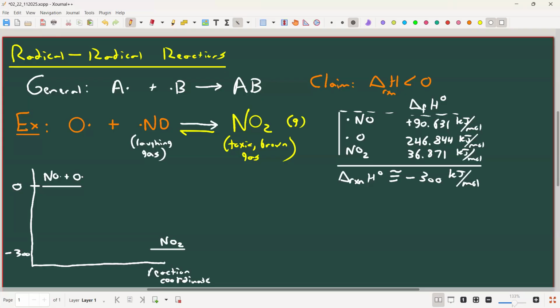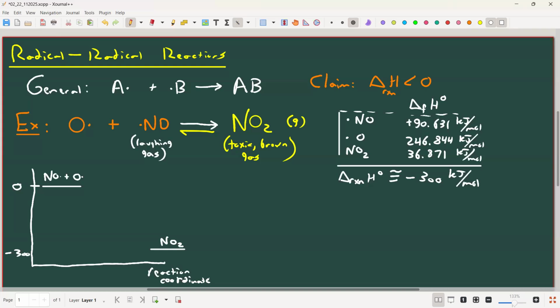And we'll see that experiment shows that this is correct. But my claim is that there's no activation barrier. There's no barrier. In fact, you could even argue it may have a negative barrier. That's a kind of a weird thing to say. But at the very least, I can argue that the barrier is 0.